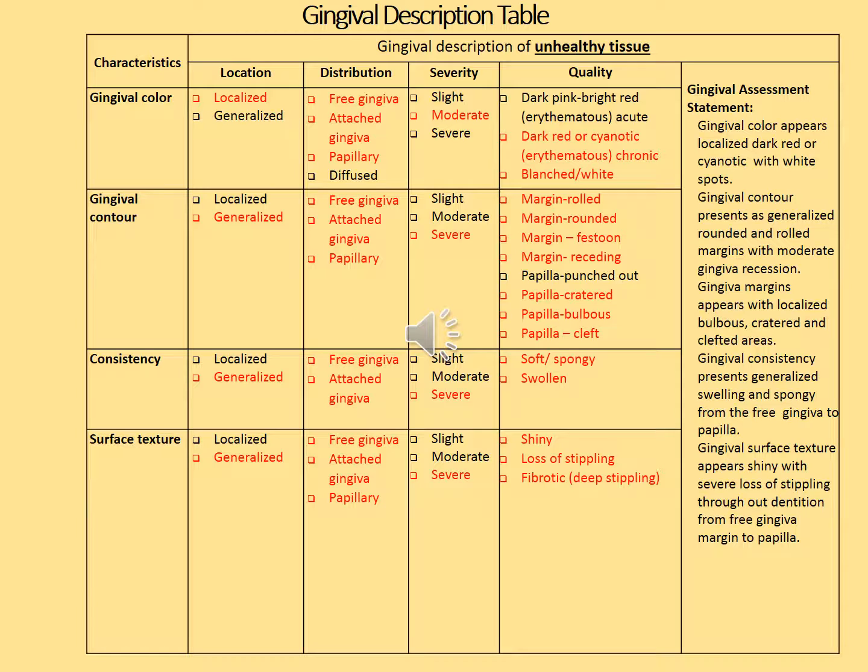The consistency of the gingiva is generalized and its distribution is from the free to the attached gingiva, and the severity is severe, and the quality is soft, spongy, and swollen. The surface texture of the gingiva is generalized, and its distribution is from the free to the attached gingiva and also includes the papillary. The severity is severe, and the quality is shiny, loss of stippling, and fibrotic.